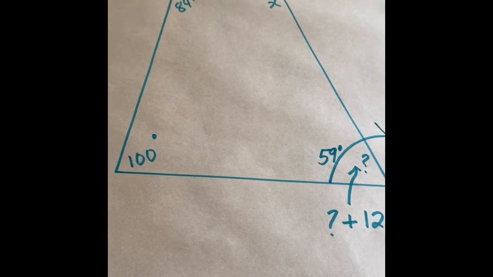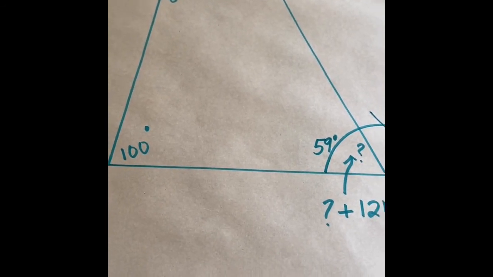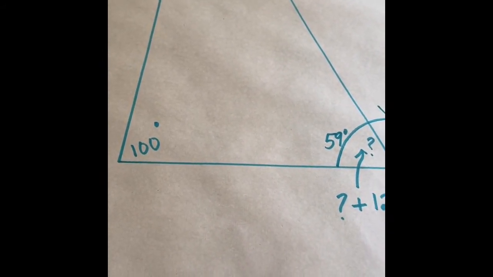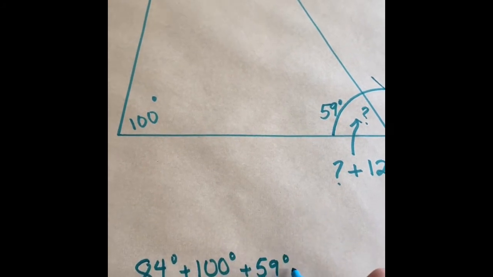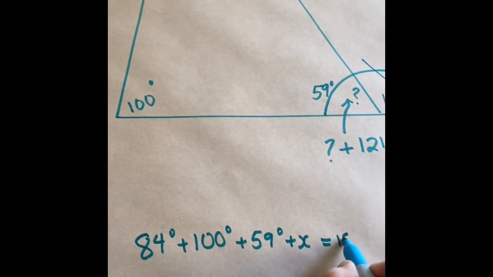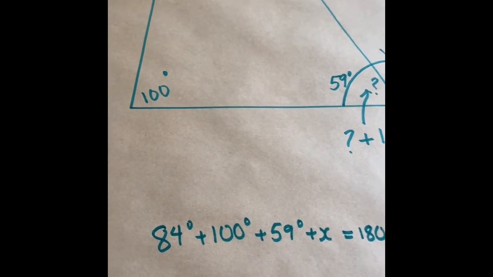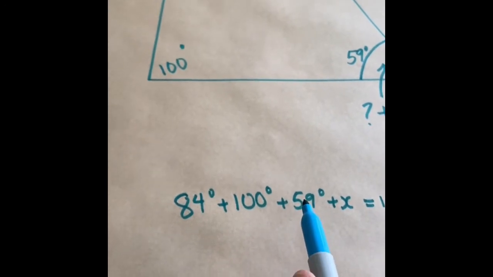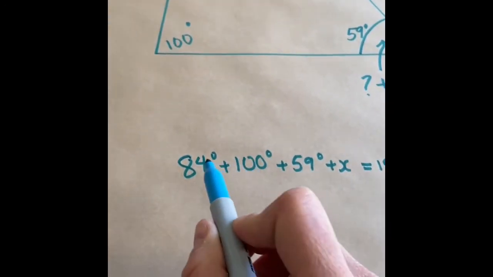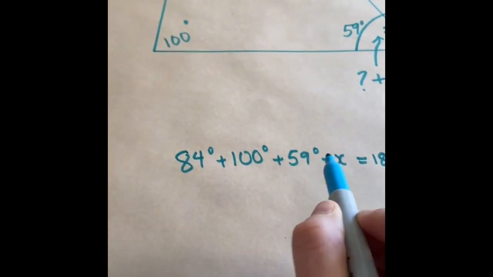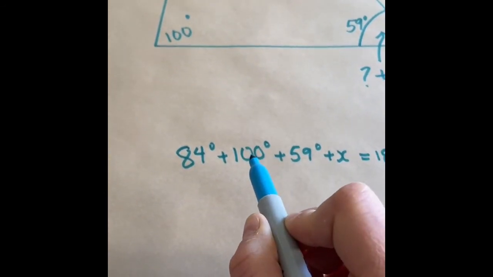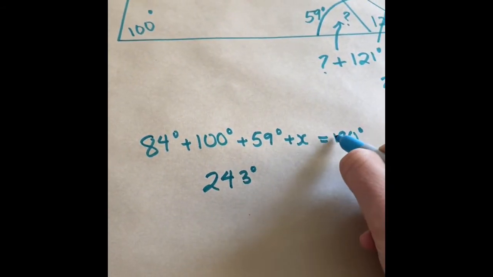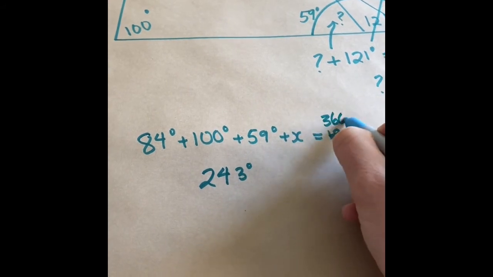And I know that 4 angles inside a quadrilateral must add up to 360. So 84 degrees plus 100 degrees plus 59 degrees plus x has to add up to 180 degrees. So let's do some mental math here. 80 and 50 gives you 130. 130 plus this extra 13 gives you 143. 143 plus 100 is 243 degrees. Oh, this is not 180. This is 360. It's a quadrilateral.